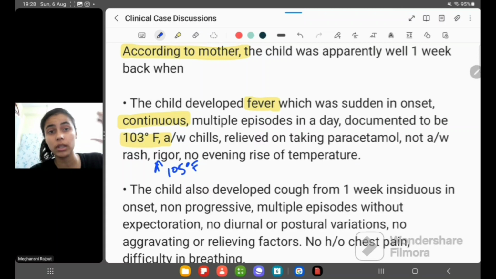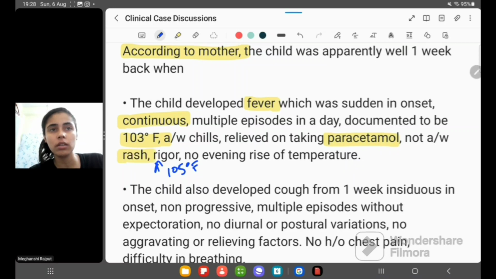Then we say that it is an extremely high grade fever. Okay, it is associated with chills, relieved on taking paracetamol. Okay, so the child has been on medication, and most probably a local practitioner would have prescribed it, or mostly from a pharmacy, the parents give over the counter pills. And it is not associated with rash.